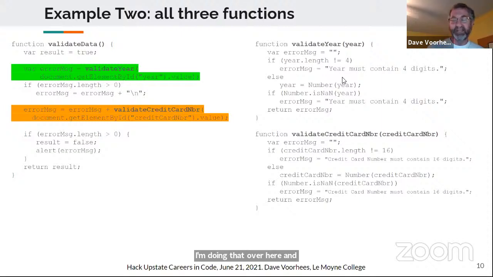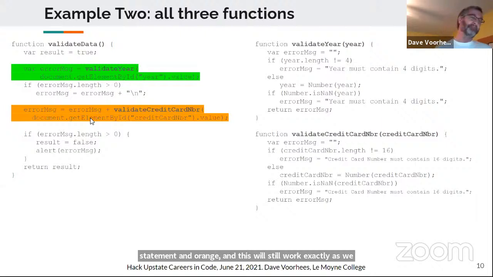I'm not doing that in validate year for the sole reason that the validate year and validate credit card number functions should not care what order they are called in. They should still work. And so we can flip-flop the statement in green and the statement in orange, and this will still work exactly as we expect because I've got my new line logic here inside validate data.